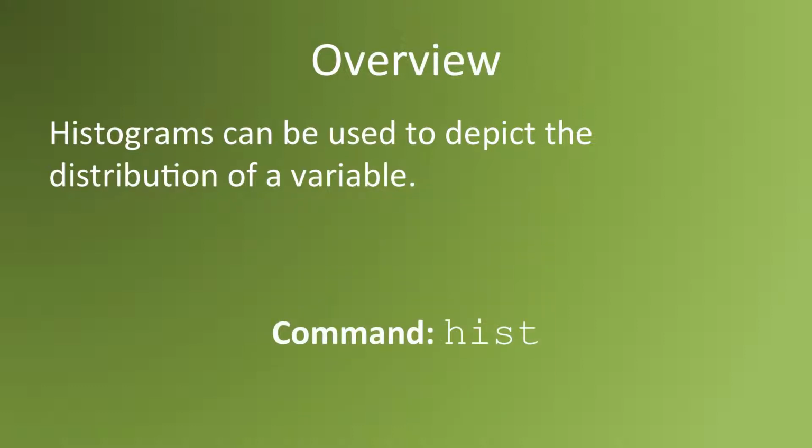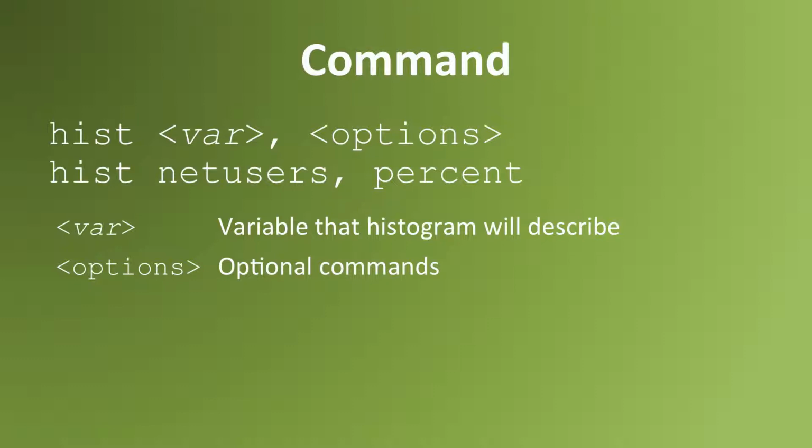To create quick histograms, we use the command hist, short for histogram. The syntax for creating a histogram is hist, space, the name of the variable, comma, and then your options. In this example, I'm using net users, which is a variable that describes the distribution of internet usage. The percent option tells Stata to create a histogram with particular features.